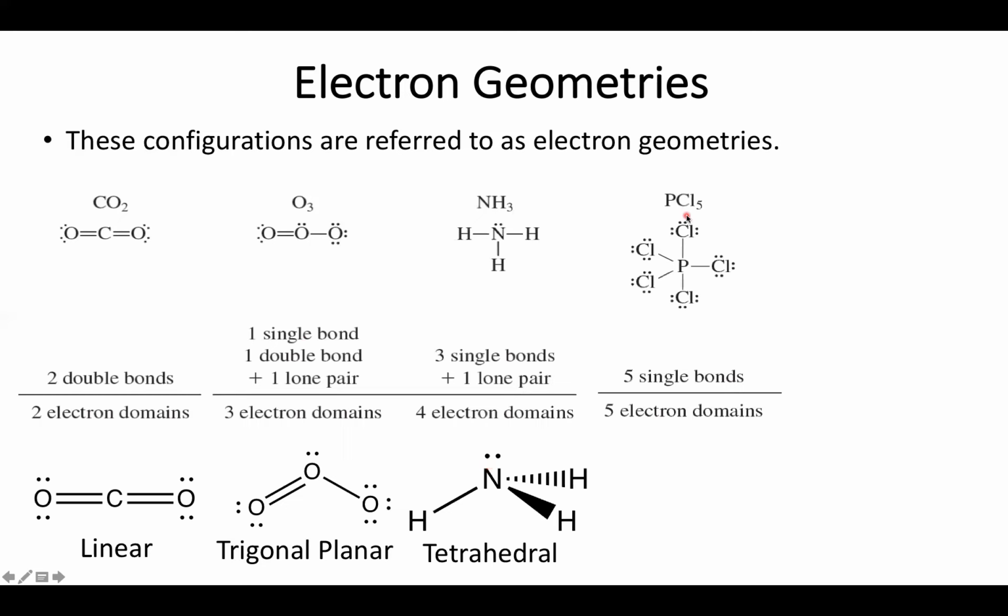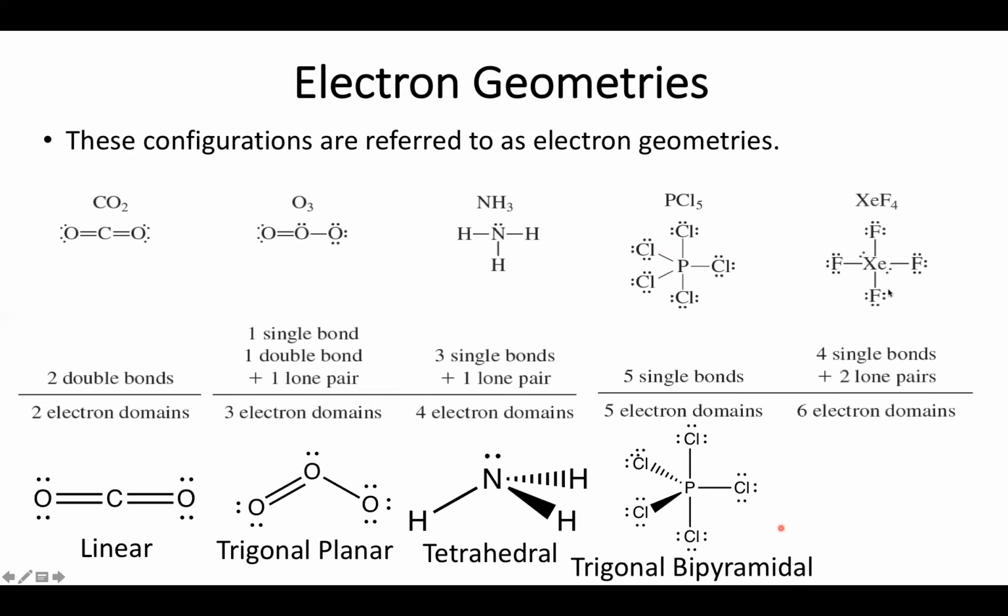And then if we go to phosphorus pentachloride, this has essentially 5 single bonds, each pointing in a different direction. This gives us 5 different groups of electrons. They have to adopt this trigonal bipyramidal structure. And finally, we have an odd case of one of the rare cases of a noble gas forming a complex structure.